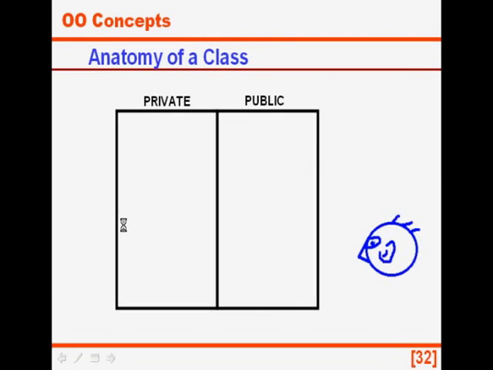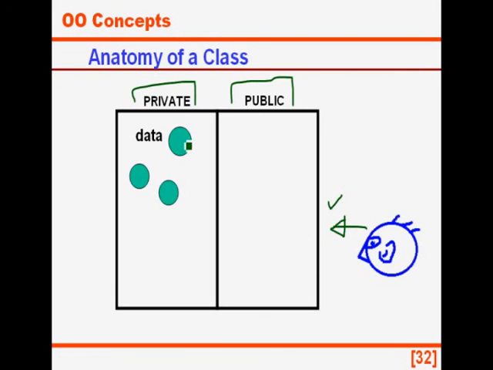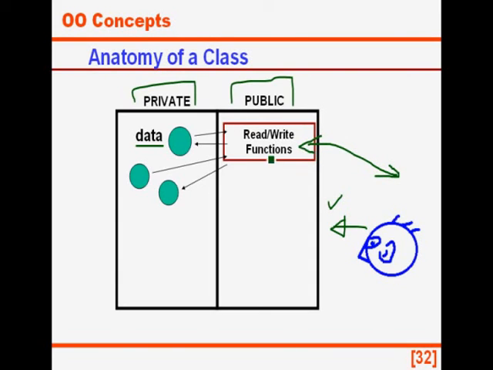Next, let's look at the anatomy of a class, or the parts of a class. First of all, we divide all the parts into two areas. One is the private and the second is the public. The public part is what is visible to all other classes and through which other classes can interact with our class. So let's look at what we have. First of all, we have the data, which must be private. As we have seen earlier, the principle of encapsulation says that data must be private. Next, we have the read-write functions, which are used by the outside classes to interact with our data. These are public functions. Next, we have the constructors and the destructors.